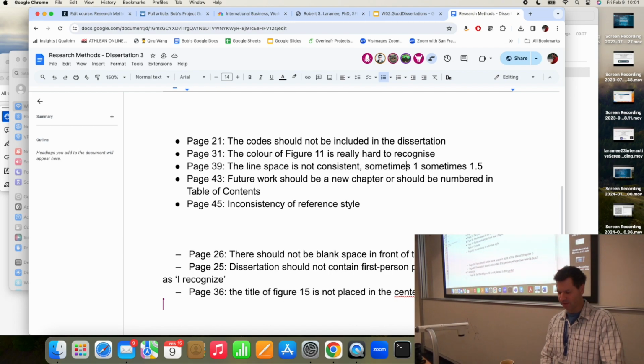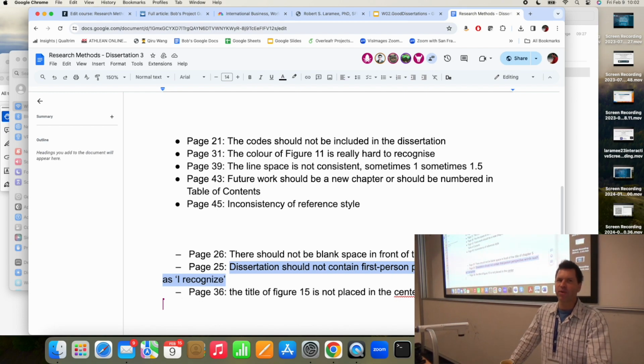Okay, no more formatting. Yep, future work can be its own section. Yep, that's correct. Inconsistency of references style. That's correct. This one is a matter of, that's not so black and white. Some dissertations will be written in first person singular, and some will be written in first person plural. So either way is possible.